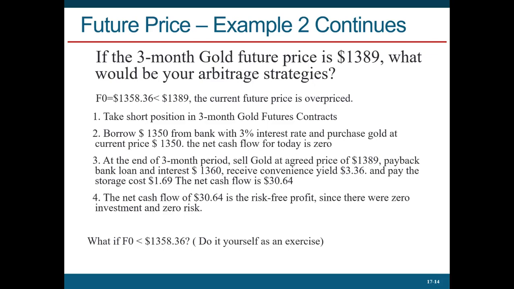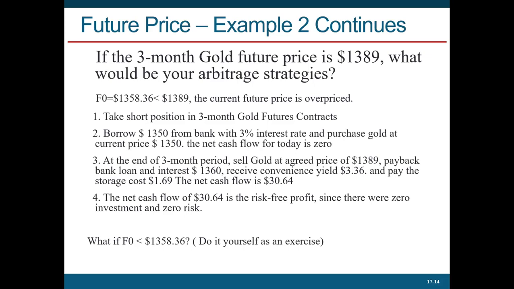$13.50 plus interest. So loan payment plus interest is $13.60. Right? And in addition to this, you need to pay storage cost, $1.69. Meanwhile, you have some convenience yield by holding the real asset of gold. That's $3.36. And when all the cash flows cancel out with each other, you will get a net cash flow of $30.60. That's what's left in 3 months for your portfolio.